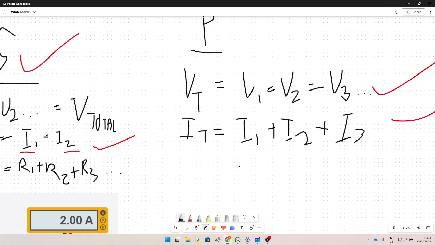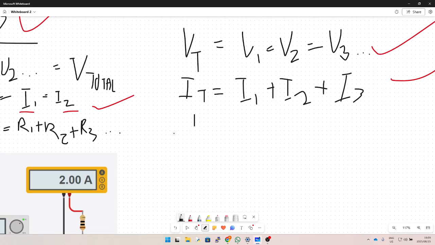Now, the resistance formulas, because there's two of them. I'm going to be showing you the one which you can use in any case, because most of the time it's going to give us a circuit with three resistors. So you don't need to know both. The formula I'm going to be using is 1 over R total is equal to 1 over R1 plus 1 over R2 and so on.